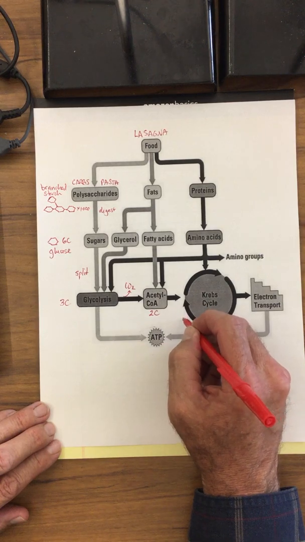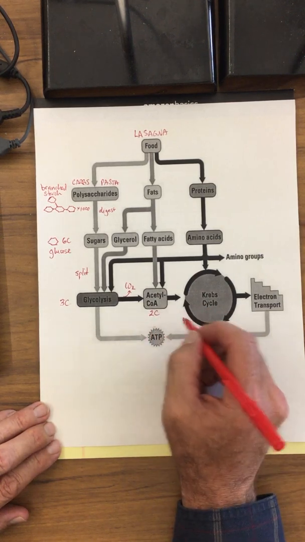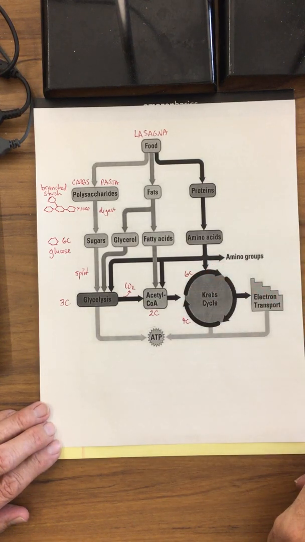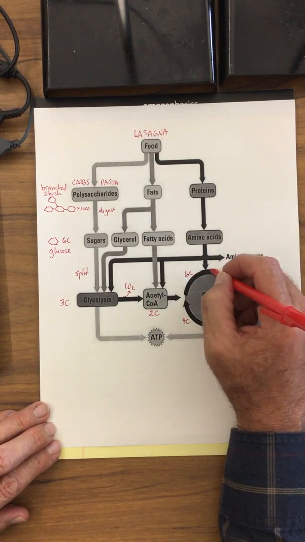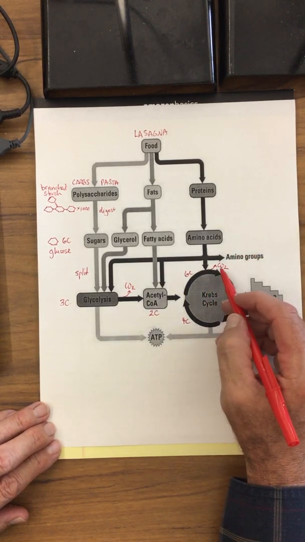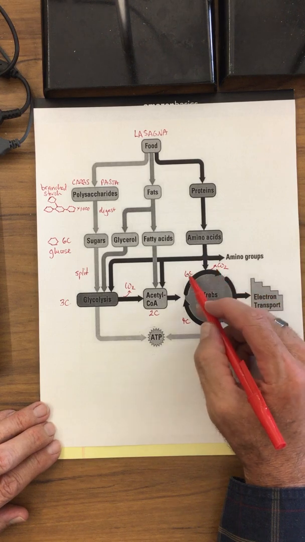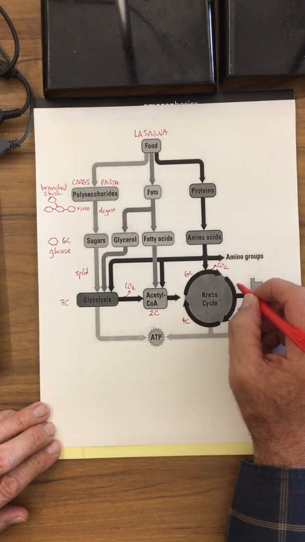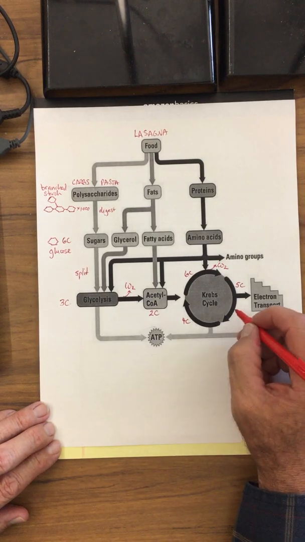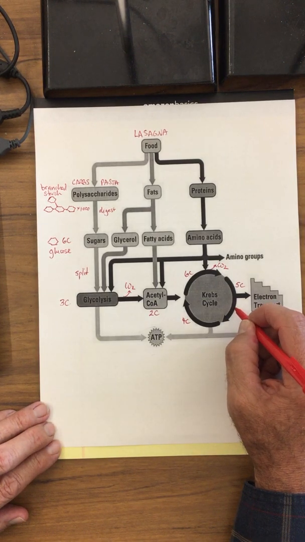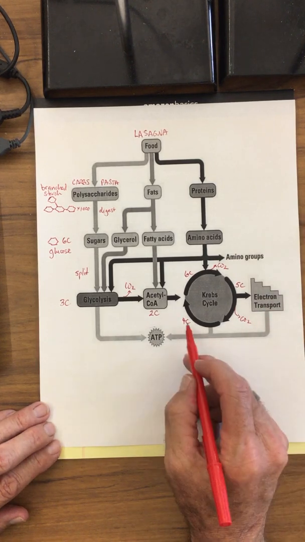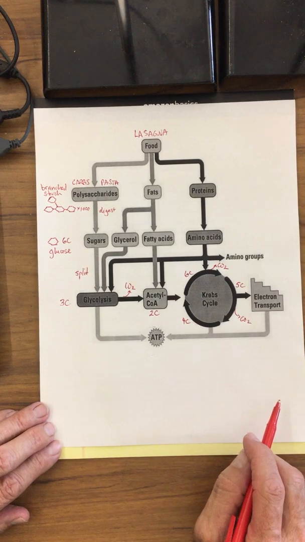It meets up with a 4-carbon sugar. 2-carbon plus 4-carbon equals 6-carbon. In the process, a carbon dioxide is going to get ripped off. If we take off one of the carbons from the 6, we now have a 5-carbon sugar. And if we again take off another carbon dioxide, that's going to give us a 4-carbon sugar.